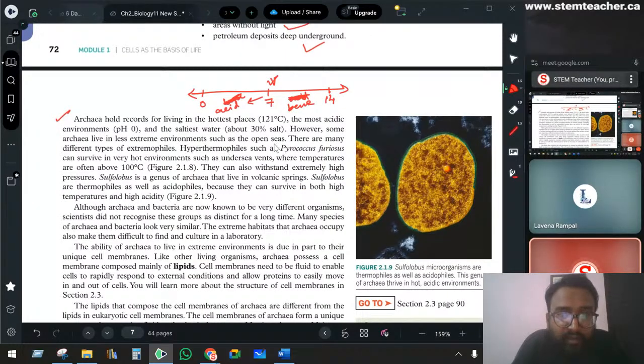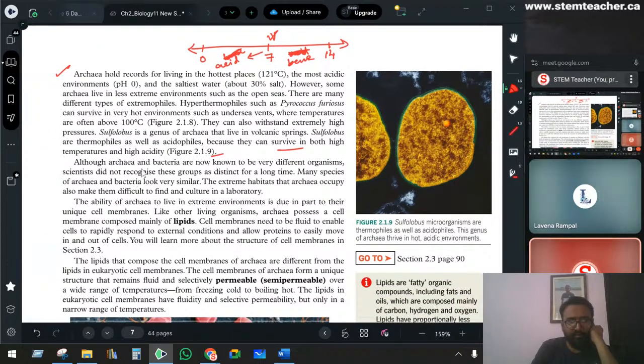Hyperthermophiles such as Pyrococcus furiosus can survive in very hot environments up to 100 degrees Celsius. They can also withstand extremely high pressure. Sulfolobus is a genus of archaea that lives in volcanic springs. Sulfolobus are thermophiles as well as acidophiles, because they can survive in both high temperature and high acidity. So it is a special kind of organism which lives in extreme situations.